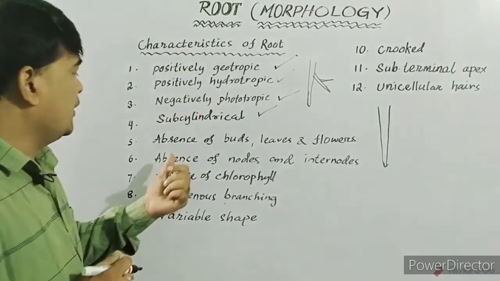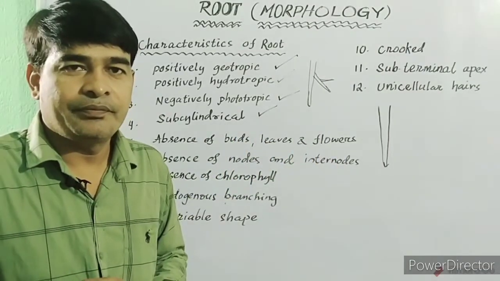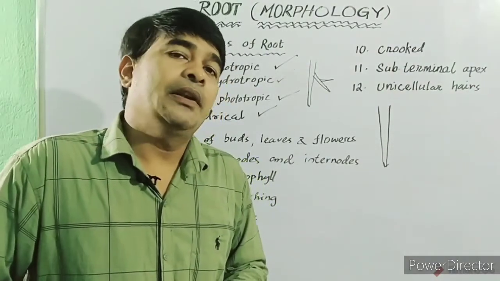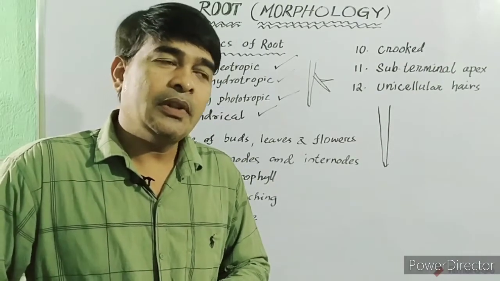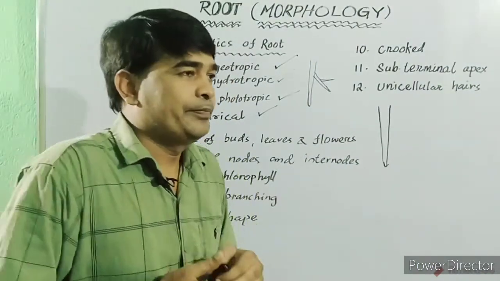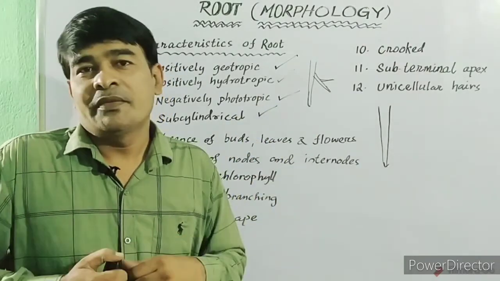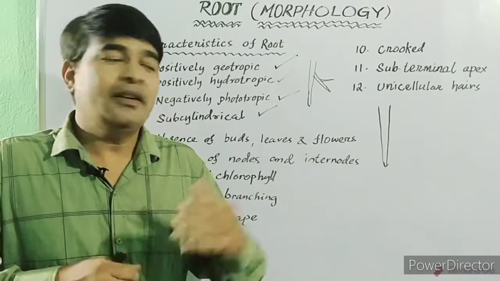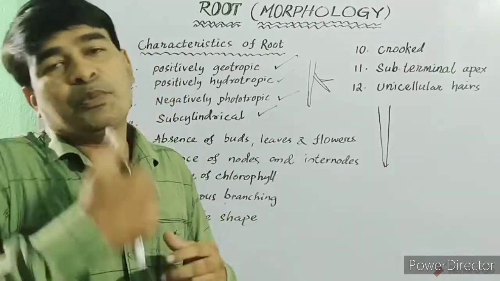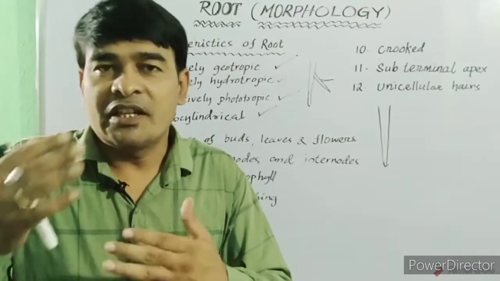Then roots do not have buds, leaves, and flowers. Flowers, buds, and leaves are not found in roots. Although some adventitious buds develop in roots of Dalbergia, sweet potato, poplar, and wood apple, and the function of adventitious bud is vegetative propagation. They produce new plant by vegetative propagation.